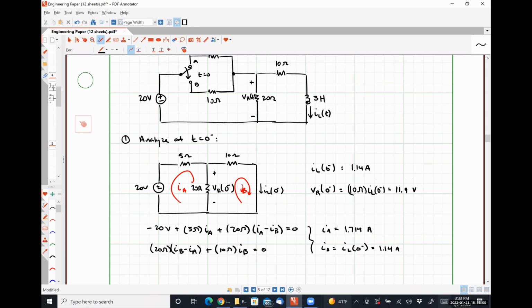Using Ohm's law and the fact that those two resistors are in parallel, or appear to be in parallel at T is equal to 0 minus, I guess would be a better way of putting that. All right, anybody have any questions regarding our analysis at T is equal to 0 minus?